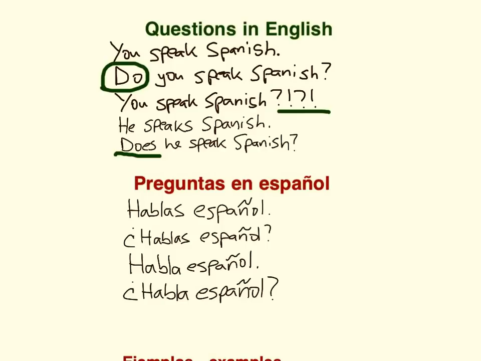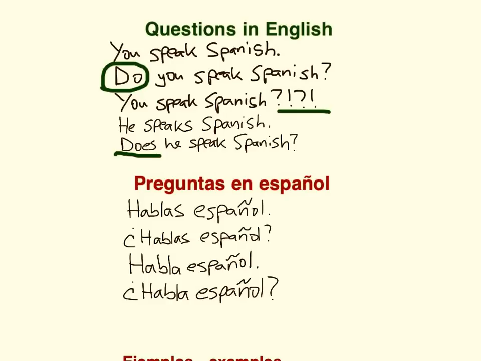So you see in English we have a whole bunch of moving parts, and sometimes we change the verb and sometimes we don't. But if we're really surprised, we don't really need to put the "do" or "does." So it's pretty confusing. Spanish, you can see, is much, much easier.